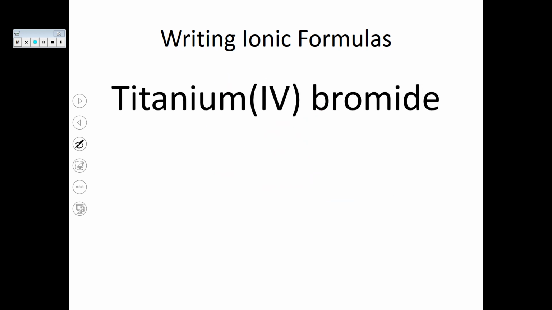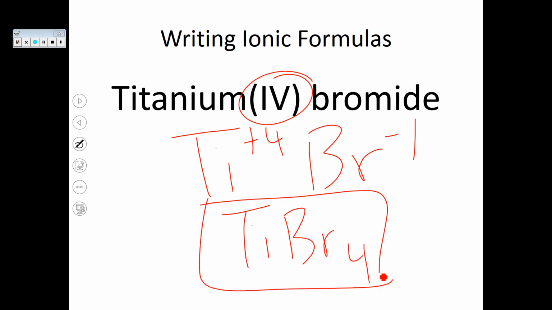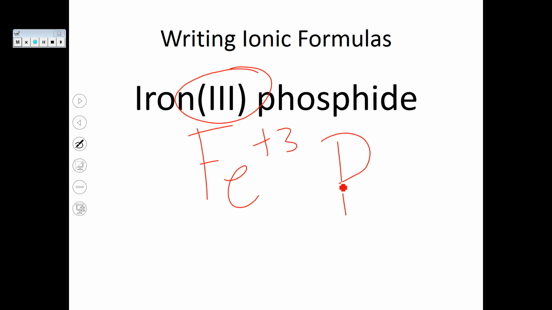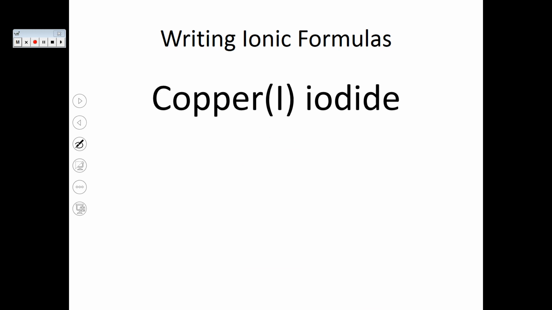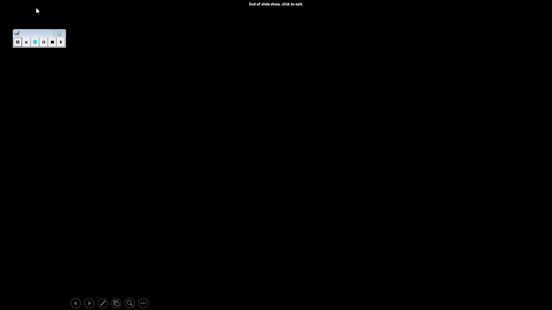Titanium 4 bromide, titanium +4 comes from that. Bromine -1, TiBr4. Iron 3 phosphide, Fe3+, phosphorus 3-, simplifies to FeP. Copper 1 iodide, CuI. And that is the end of that.